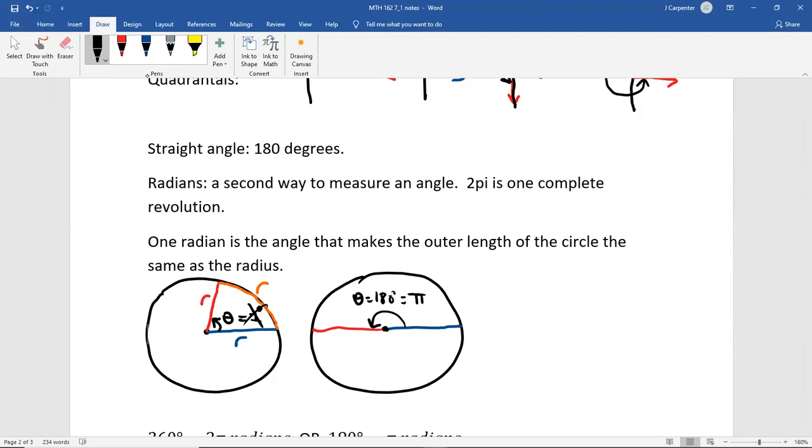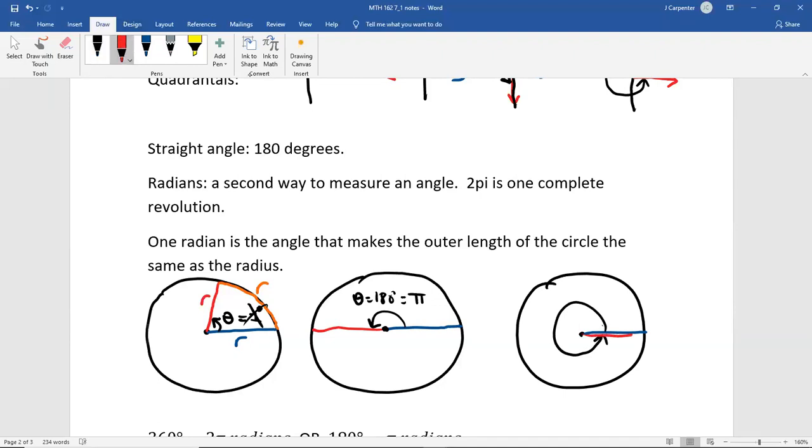Why is it pi? Because 2 pi is 1 complete revolution. This is half a revolution. So here's the image of the complete revolution. Center, initial, rotate all the way around 360 degrees. Terminal, like I said, I'm not going to draw those arrows all the time. I generally don't do it anymore unless it's necessary.